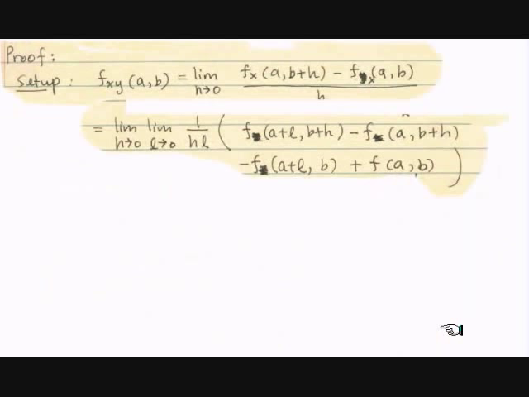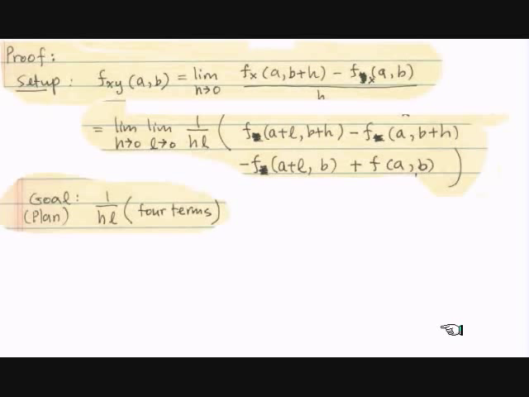So here I pull up the first bit of the proof, so that I can show the rest of the part. Before I explain any detail, let me first explain the goal, or the plan, of the rest of the proof. So here in this part, we looked at f_xy(a,b) and rewrote it in a limit form.